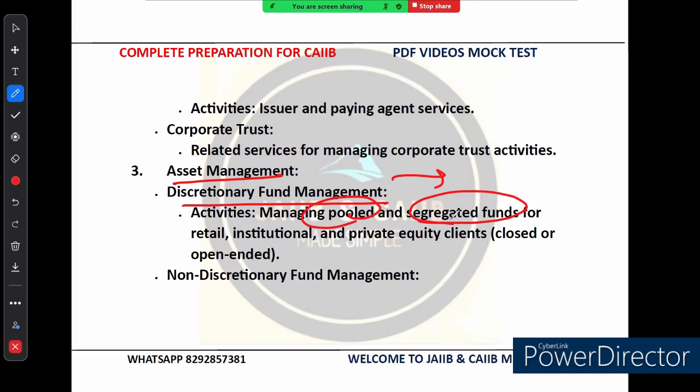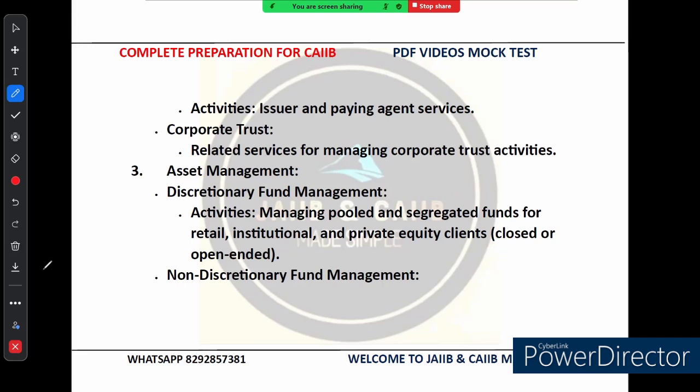Now there is something called non-discretionary fund management. On the other hand, in non-discretionary fund management, the bank manages the fund but with limited involvement from the client. The client has some say in where the money is invested, but the bank still handles most of the day-to-day operations.